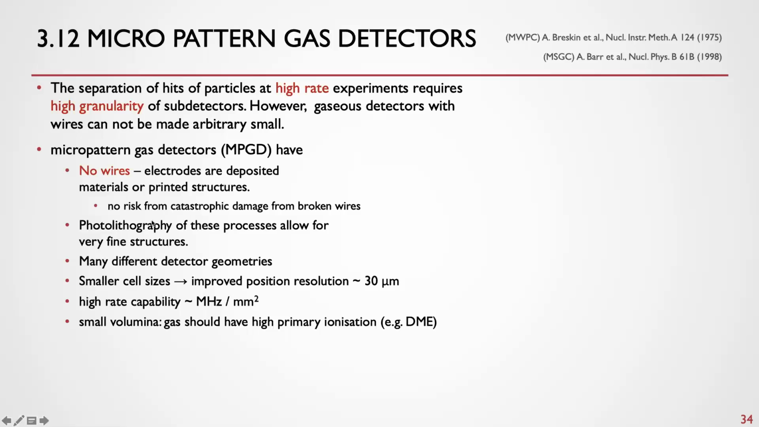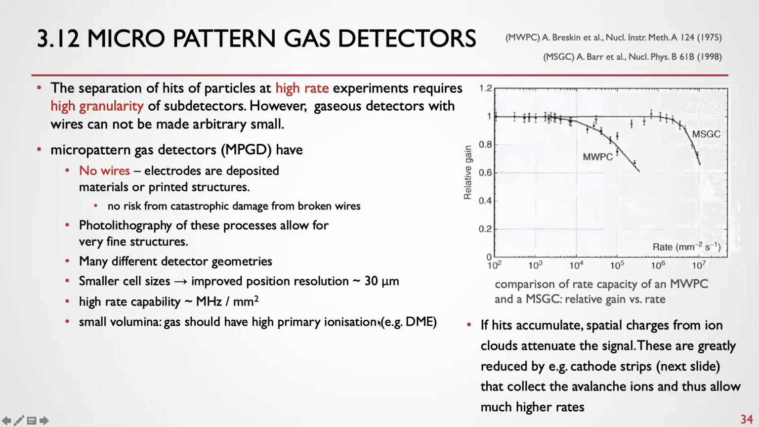Typically micro-pattern gas detectors occupy smaller volumes, that's what they're designed for. The gas should have a high primary ionization yield. For example, DME is a gas that's often used. Let's look at the comparison of the rate tolerance.